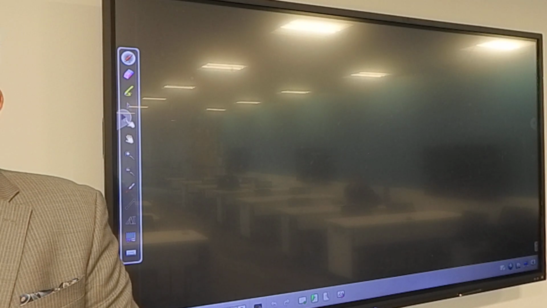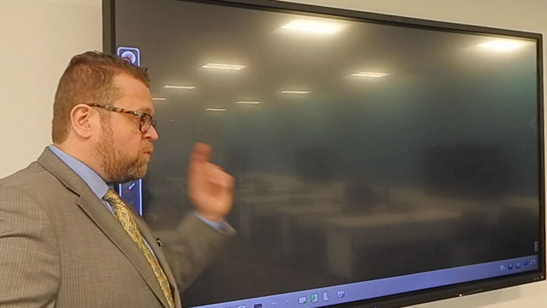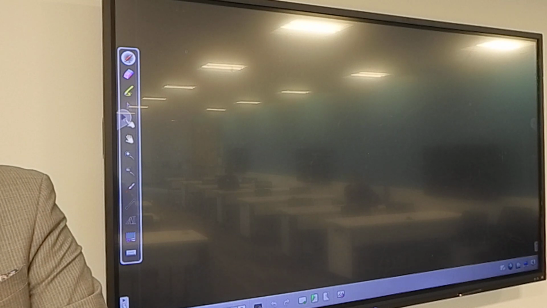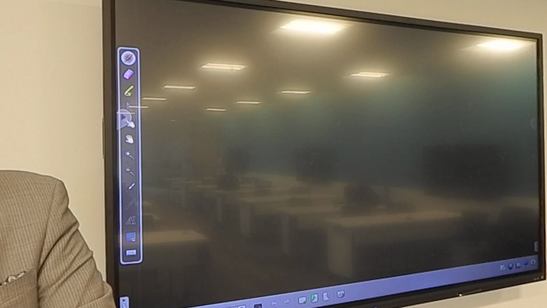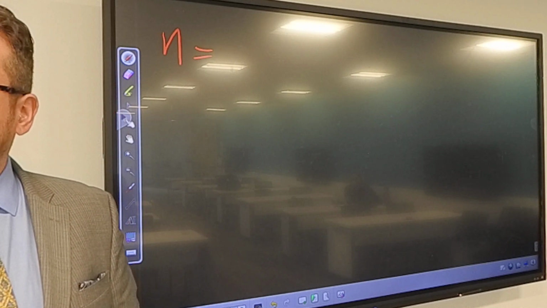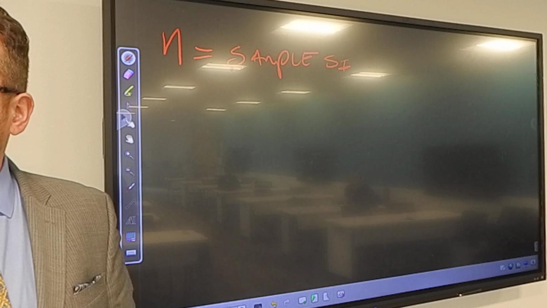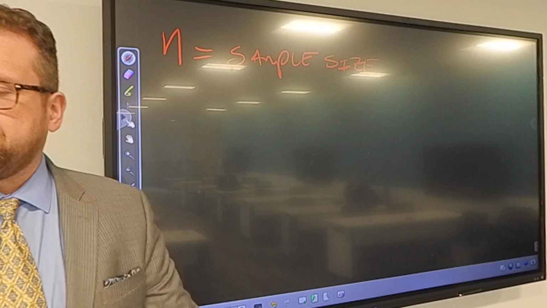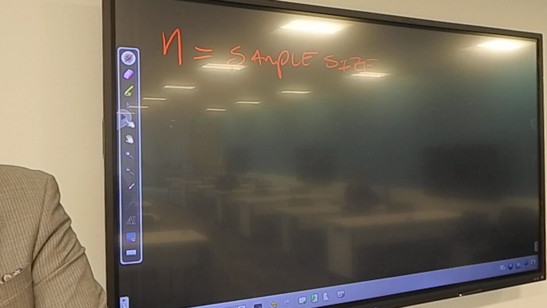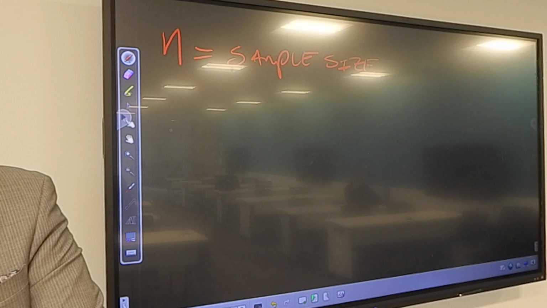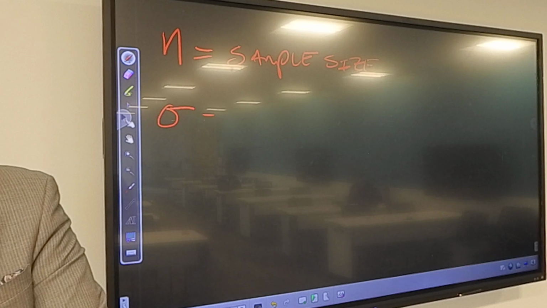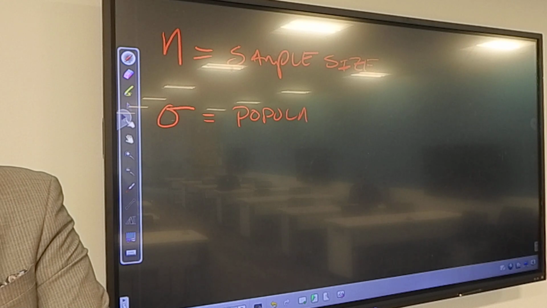And you can do it, and everything works just the same with one exception. You end up dividing your standard deviation by the square root of your sample size. So recall that little n is our sample size. Right? And we used sigma for the population standard deviation.